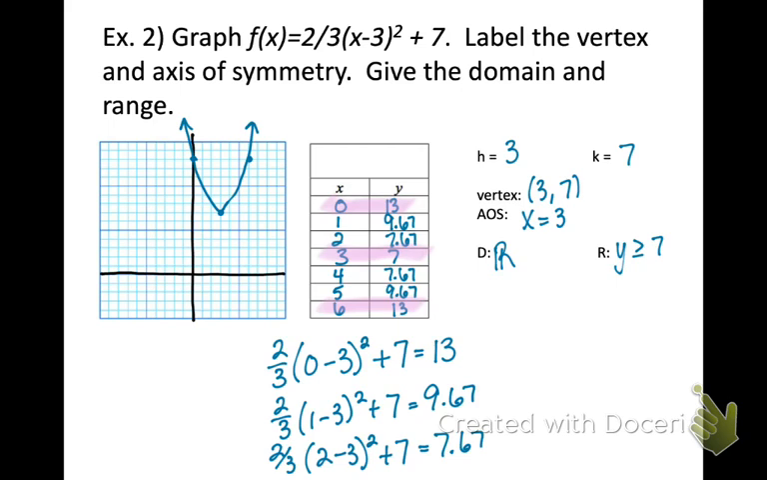So let's look at our range really quick. We had y is greater than or equal to 7, which makes sense because my graph hits my y-axis at 7 and then goes up.